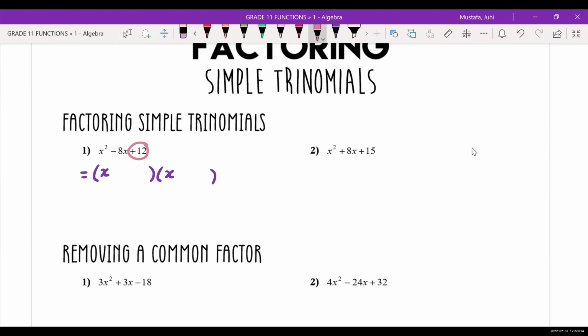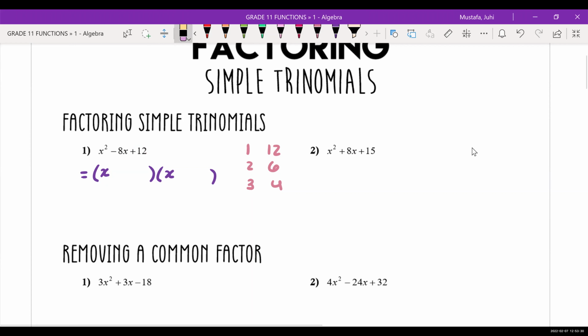So I'm going to go ahead and write them down on the side. They would be 1 and 12. What else? 2 and 6. What else? 3 and 4. I think that's it. Anything else? 1 and 12. Yep, 12 and 1. So you can flip these around. It's the same thing.